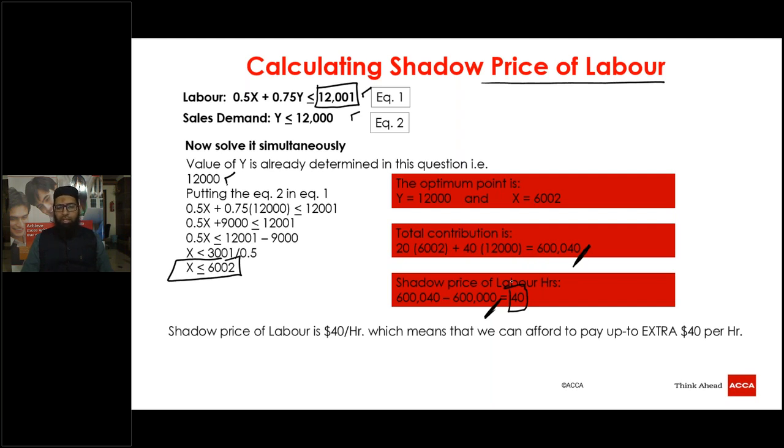Now what will $40 tell us? It means that we can afford to pay up to an extra $40 per hour. We can afford to pay an additional $40 per hour. Have you understood that? So any question?